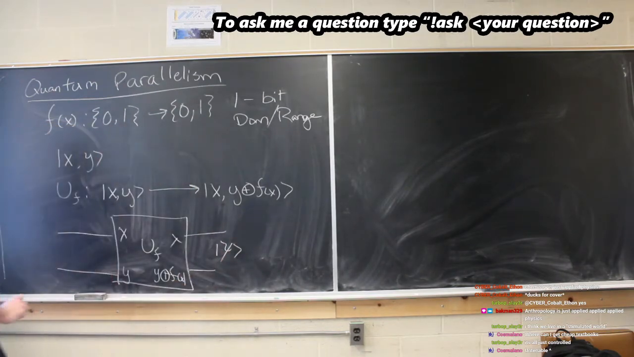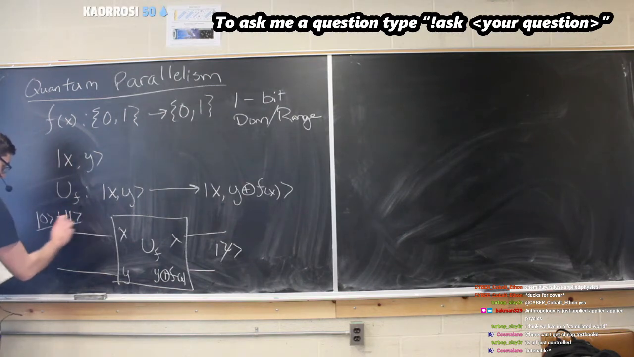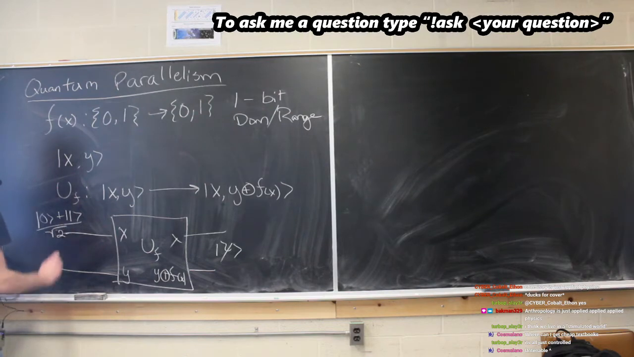Now, say we have, for our x state, a split state. So we'll have 0 plus 1 divided by the square root of 2. I don't know why I wrote right over top of my quantum circuit. Okay, so we have this split state.